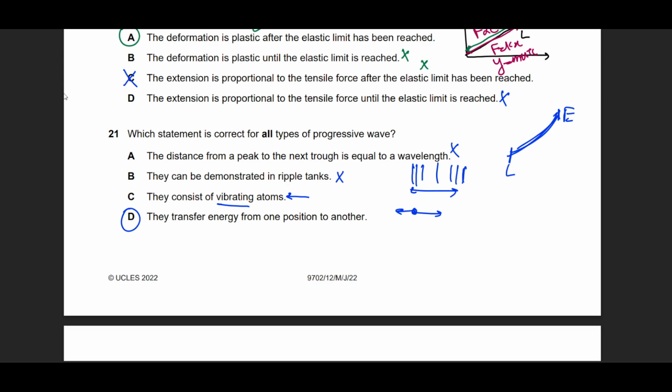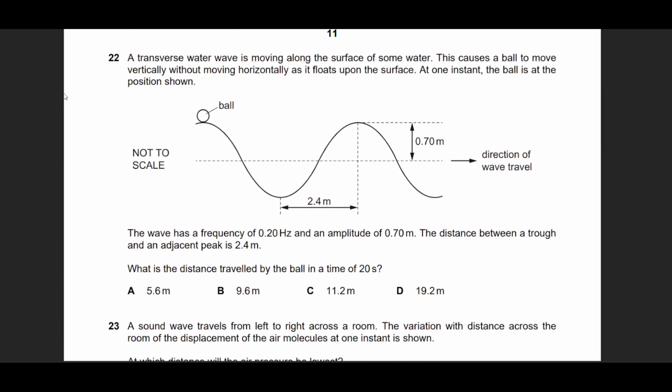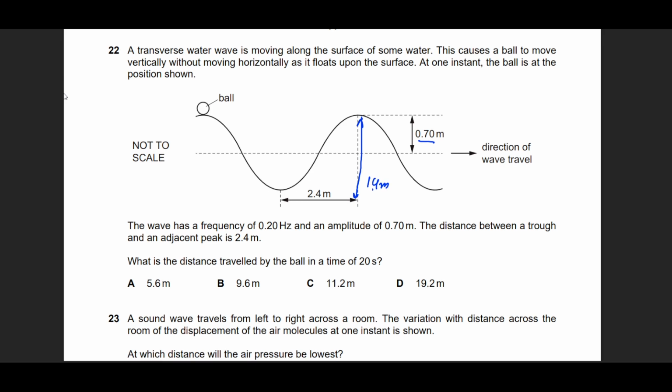Okay, so that's that. Question number 22 is slightly tricky, but it's a good question to visualize how waves go about. If this one direction is 0.7, then this complete would have been 1.4 meters, 2 times 0.7. It says at one instant, the ball is at the peak of the position that is shown to you. The wave has a frequency of 0.2 hertz, amplitude of 0.7. The distance between the trough and the distant peak is 2.4. So this is probably lambda by 2, half a wavelength, right?